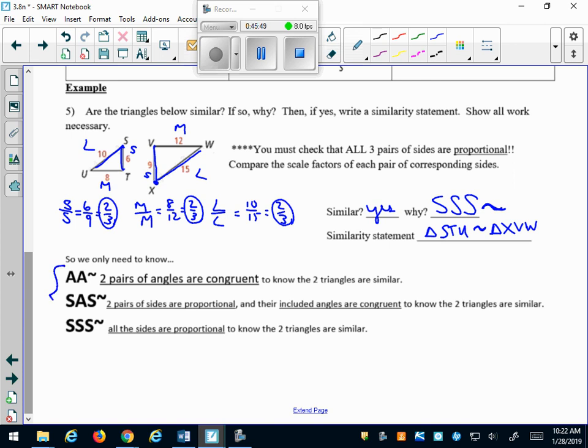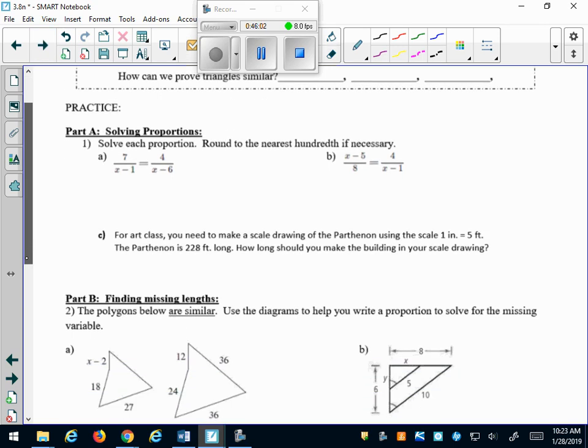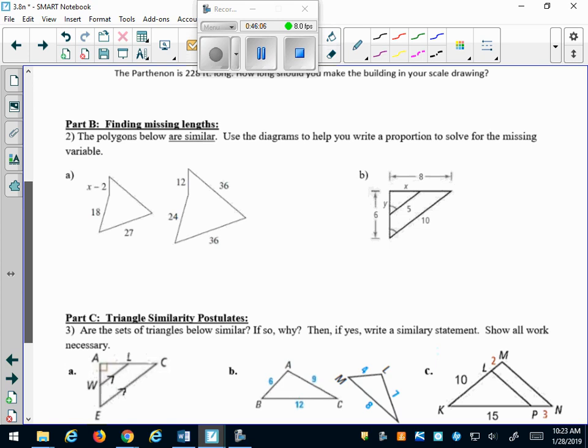Okay, so in conclusion, there's 3 shortcuts to proving triangles similar. We didn't get to practice too many of these here, but I just want to do one together. We have a couple minutes here. Go to the practice and part B. In this section, they're actually telling you these triangles are similar. So read your directions carefully, because sometimes they're going to say, are these triangles similar? And that's when you're testing the postulates. But if they're saying to you, these are similar, then you know that all the sides are proportional. And they're going to ask you to solve for missing variables.